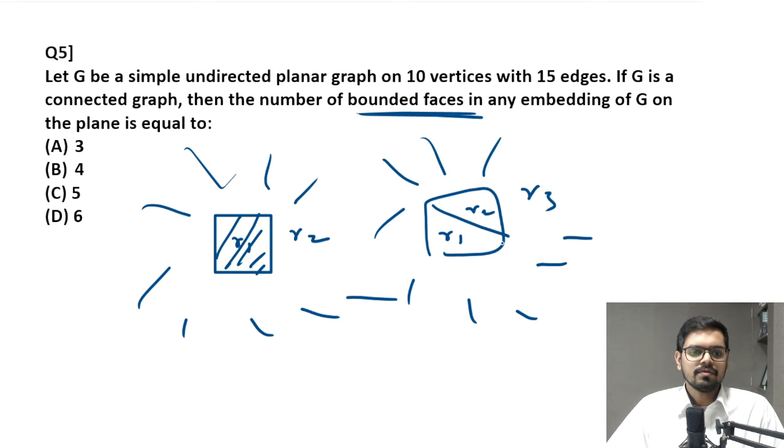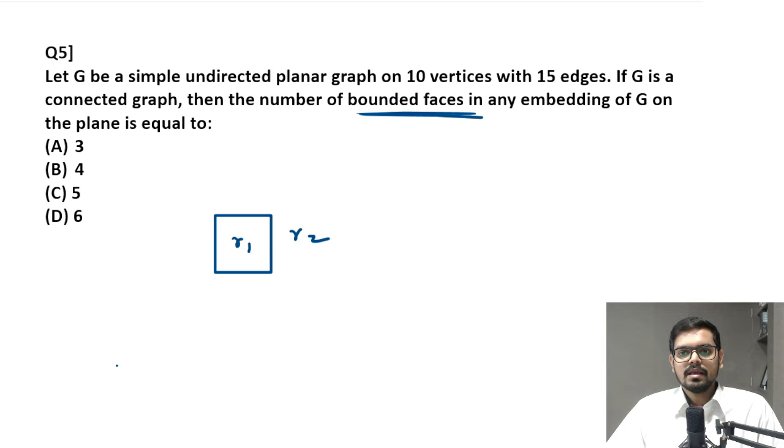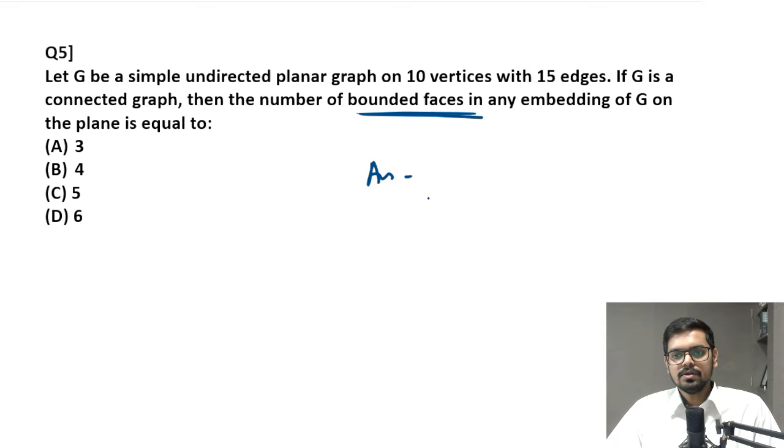You take any graph, you take this graph. Region 1, region 2, region 3, region 4. So region 4 is unbounded, other regions are bounded. So only one region is unbounded, that is the outside region. So if they are asking about the bounded regions, from the answer we will subtract 1. That's all we will do.